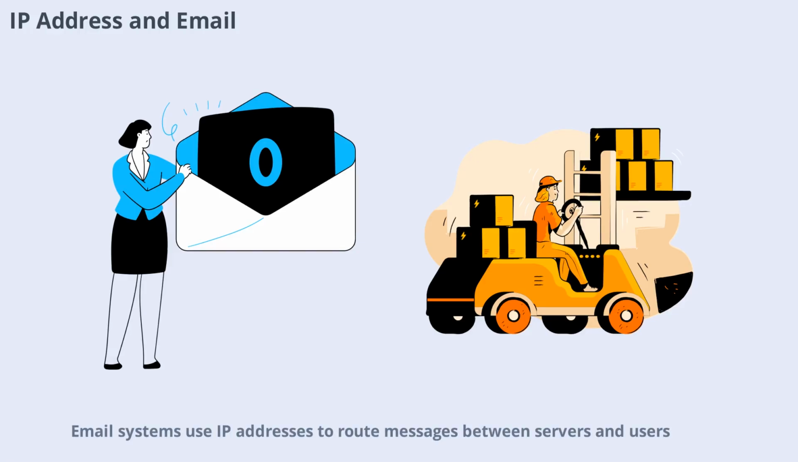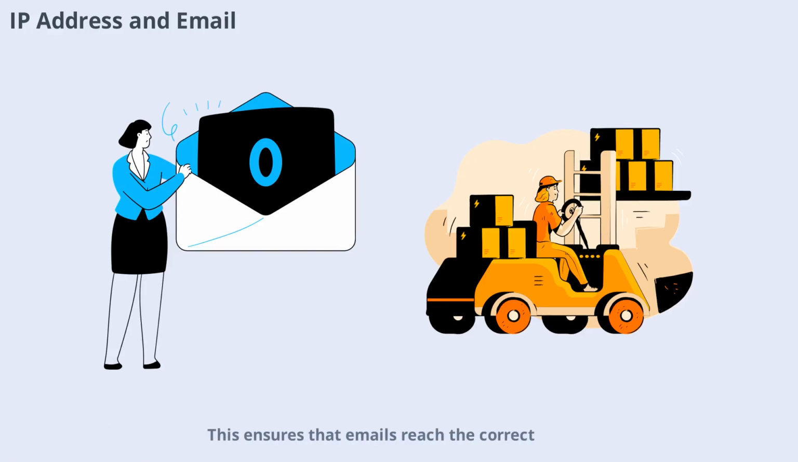Email systems use IP addresses to route messages between servers and users. This ensures that emails reach the correct recipient and helps prevent spam and unauthorized access.